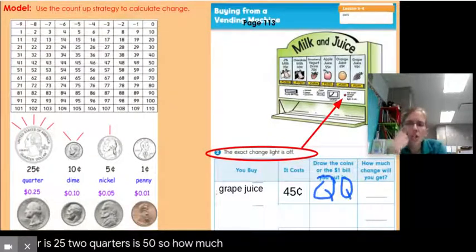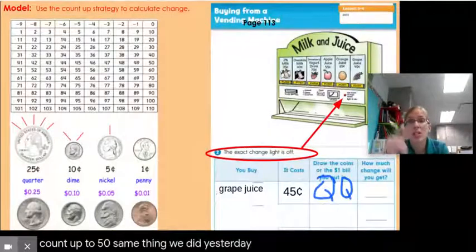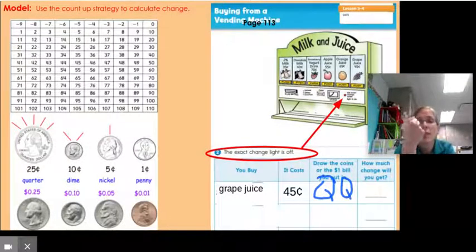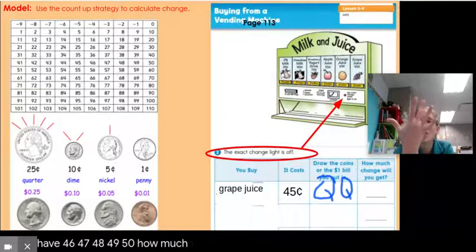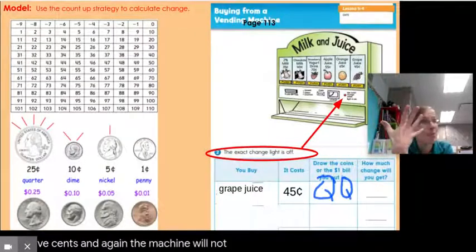So how much change do I get back from 45 when I count up to 50? Same thing we did yesterday, boys and girls. So we start at 45, we have 46, 47, 48, 49, 50. How much change is that machine going to give me back? 5 cents. And again, the machine will not give me a number 5.